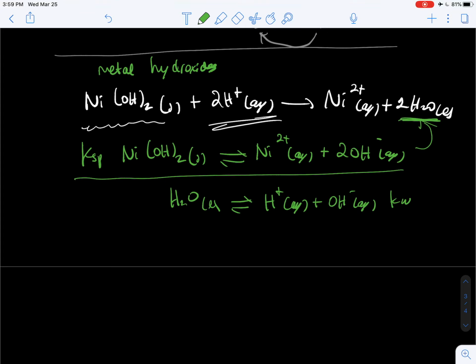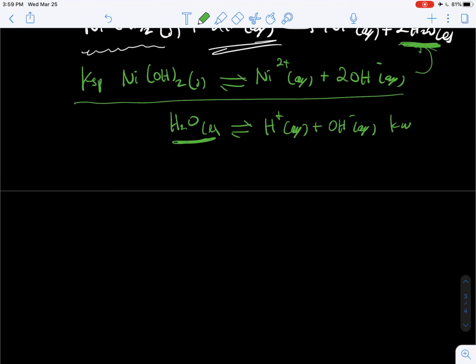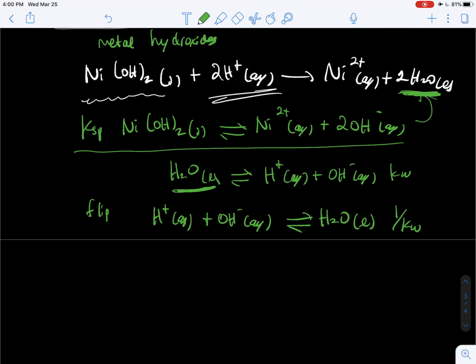Now, water in white is over here, water in green is on the left over here. So let's flip this. We'll now have H plus aqueous plus OH minus aqueous in equilibrium with H2O liquid. Okay, so that equilibrium constant is going to be 1 over Kw. So now we have water on the right and water on the right.